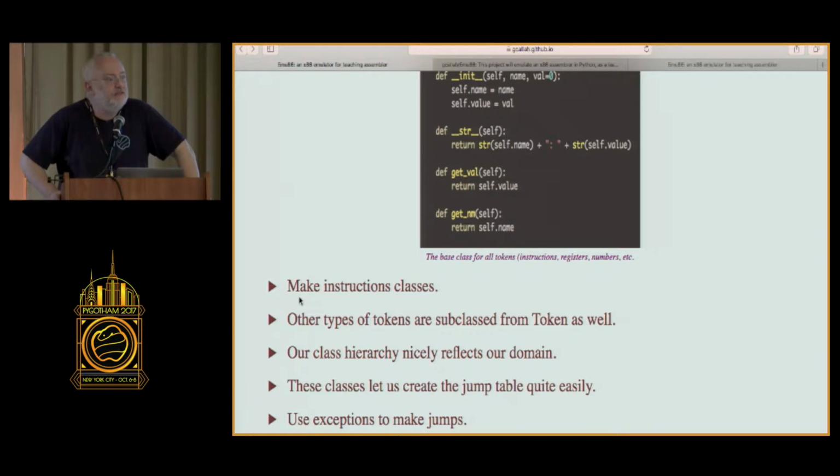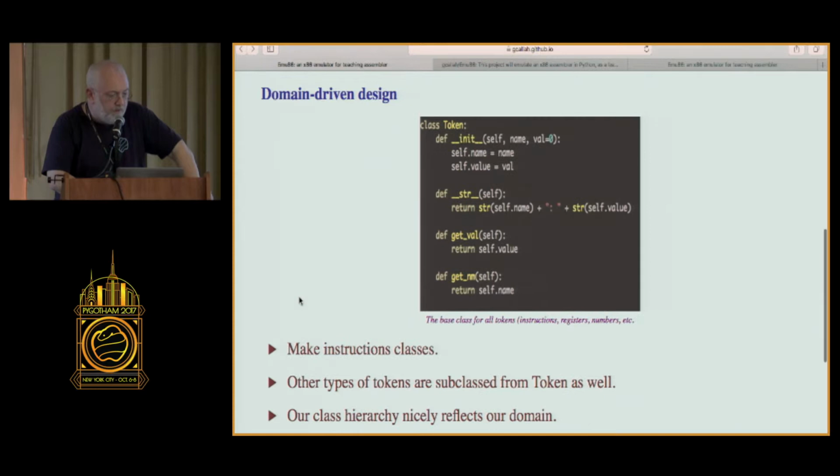There's the "flat is better than nested" principle in Python, and that's certainly true if you have a bad object-oriented design, where a flat design is much better. But a good object-oriented design can capture a lot of features of the domain you're working in. So this is a base class for tokens, because as we're interpreting, everything that we pull in that's typed in is going to be turned into a token.